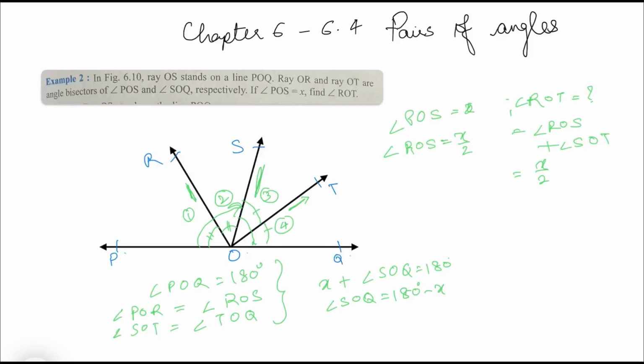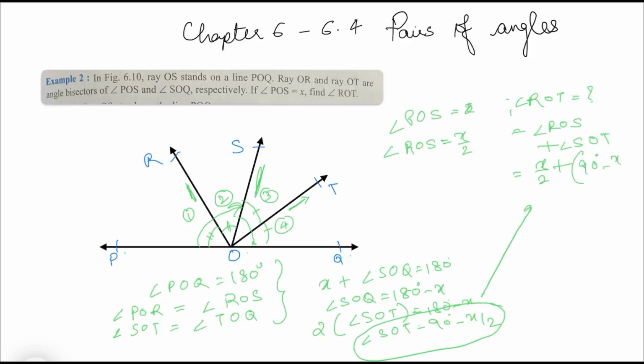Now, OT is the angle bisector of SOQ. Therefore, twice angle SOT is equal to 180 degrees minus x. So angle SOT is equal to 90 degrees minus x by 2. So we'll put this value here, right? So it's 90 degrees minus x by 2. So this x by 2 and this x by 2 cancel out, and hence it's 90 degrees. So angle ROT is equal to 90 degrees.